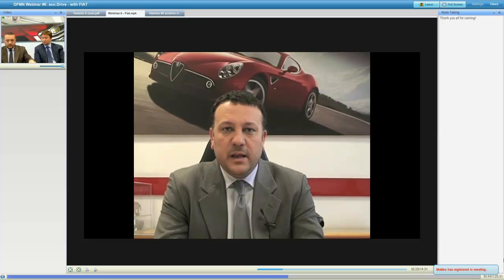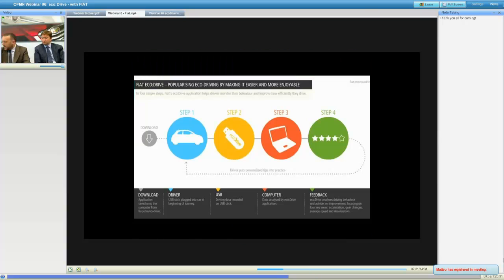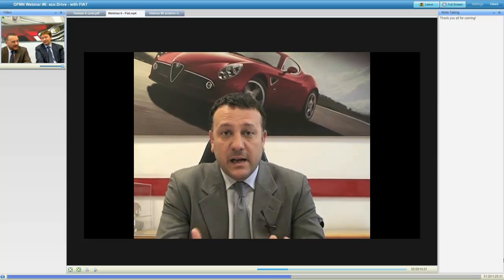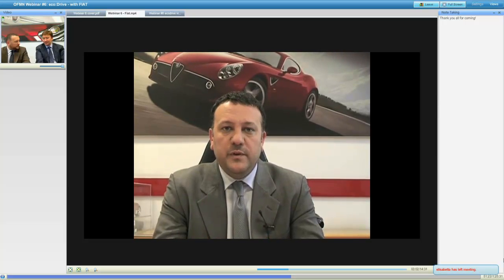Fiat EcoDrive is a popular tool. It's free, it's available on all Fiat vehicles where you have telematics, and it's really easy to use. You can plug in a USB key and then bring it back to your PC where the data will be uploaded to the server, or you can use your smartphone with our mobile EcoDrive version. Data are then analyzed on the server and the driver can get tips and the analysis of the journeys in order to improve his fuel efficiency and his driving style.